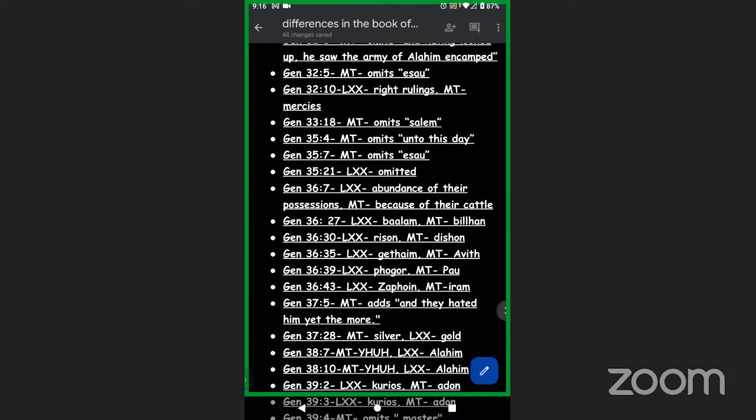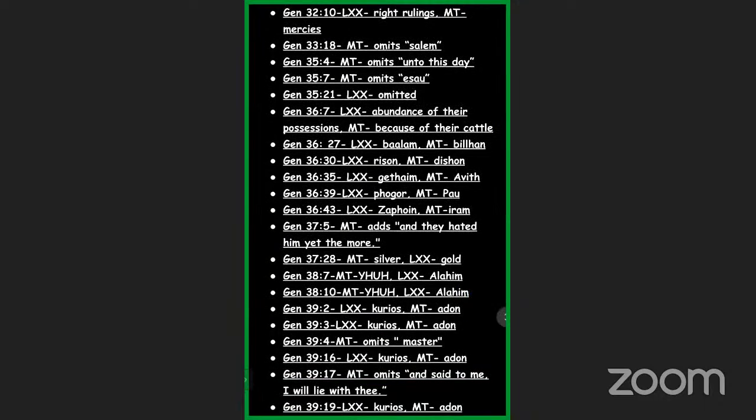Does yours have Salem, Mom? No. Okay, yeah. So that's what's missing, Salem, which is very important actually, because that's where Melchizedek comes from. Right. Melchizedek is the king of Salem. So the Masoretic text probably would remove that on purpose, I'm assuming.